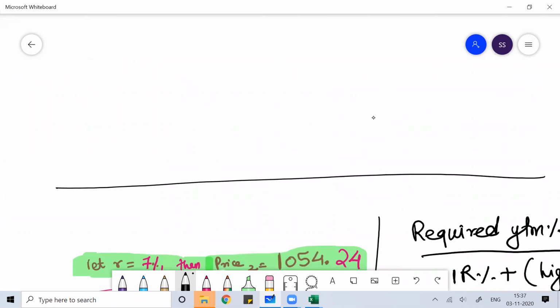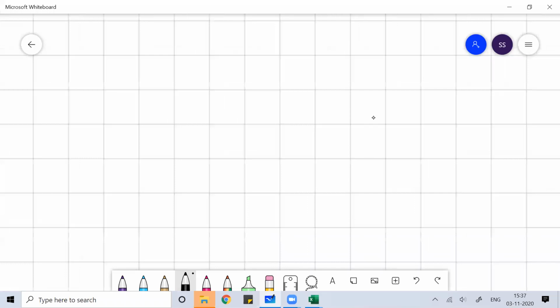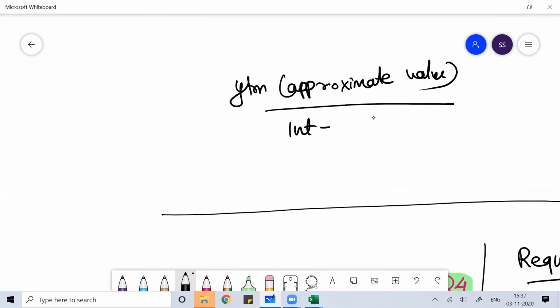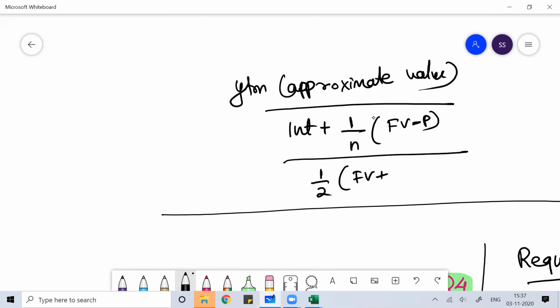The shortcut formula is also there. The YTM approximate value, but that will not work here. That approximate value formula which I discussed in one of the numericals was: interest plus 1 by n of face value minus price, divided by 1 by 2 of face value plus price.